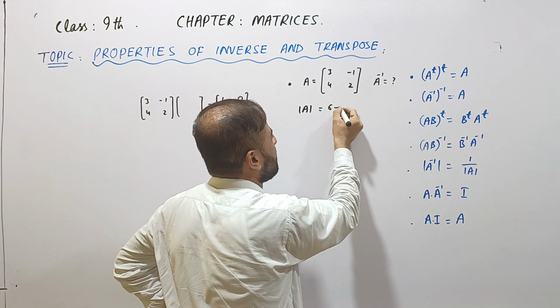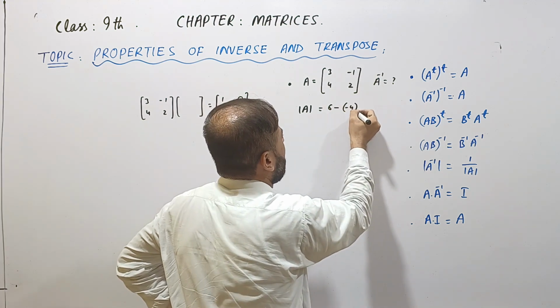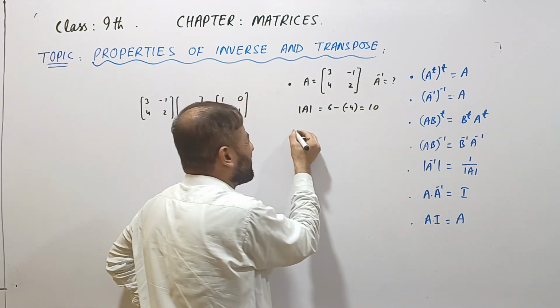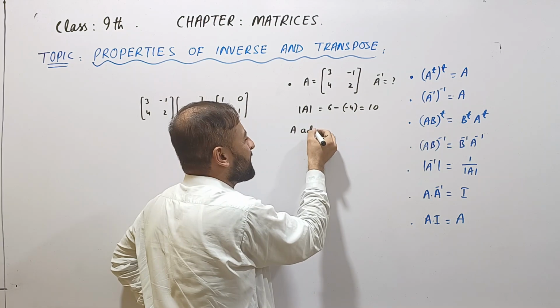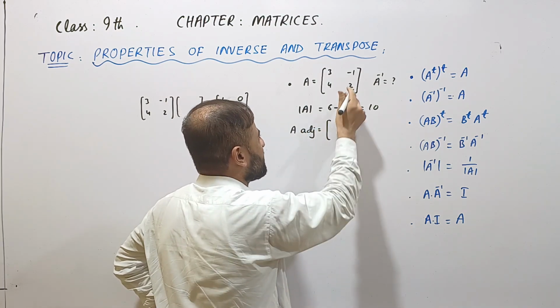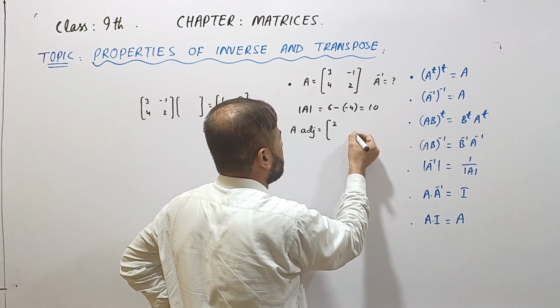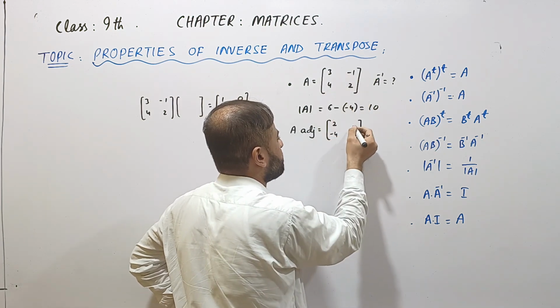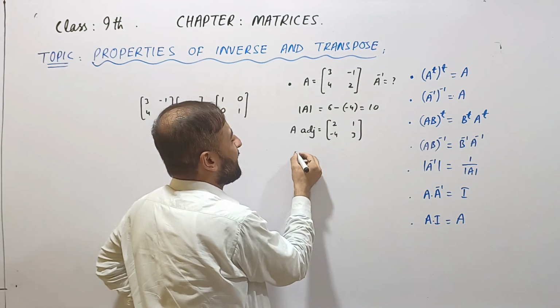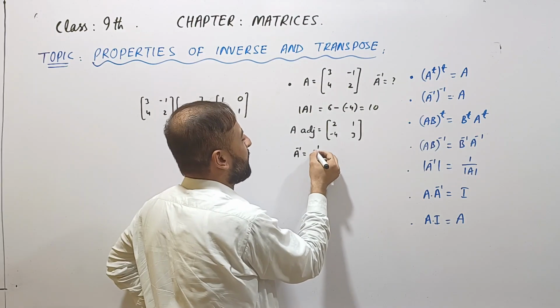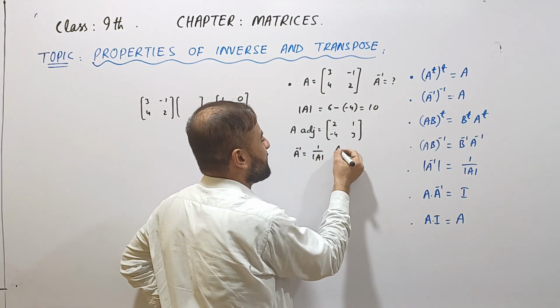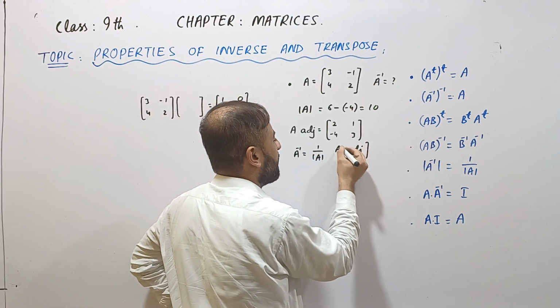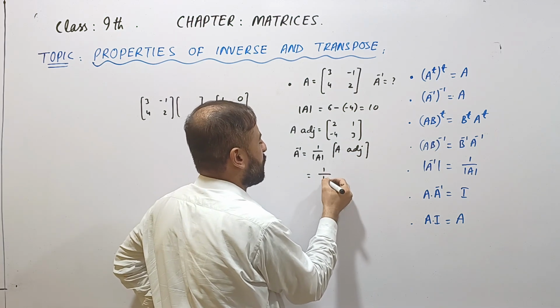Multiply these two 6, multiply these two minus 4. A determinant is equal to 10. Then there is a topic called adjoint, A adjoint. Places change, signs change. Right, students? Then A inverse is equal to 1 by A determinant into A adjoint. I hope it is very simple for you.